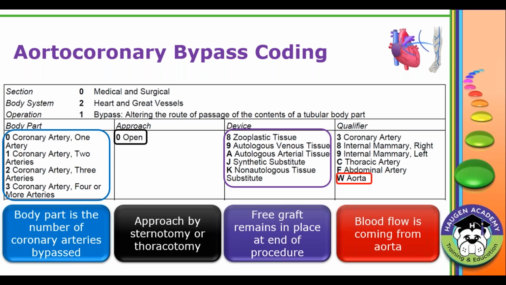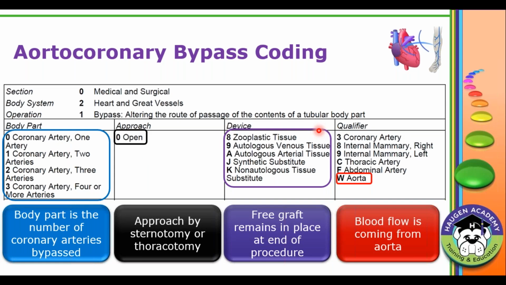So this is aortocoronary bypass coding. We're going to be in the first row of the 021 table here. We've got our body part, again, is going to be based on the number of coronary arteries that were bypassed. Approach is going to be open. And then the device, you're going to choose from any of these.